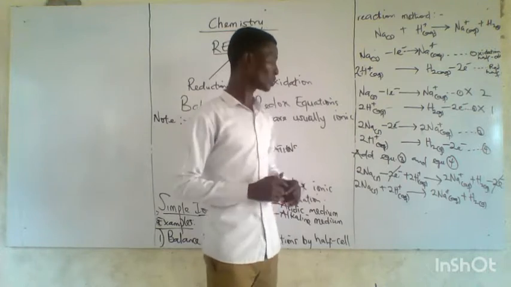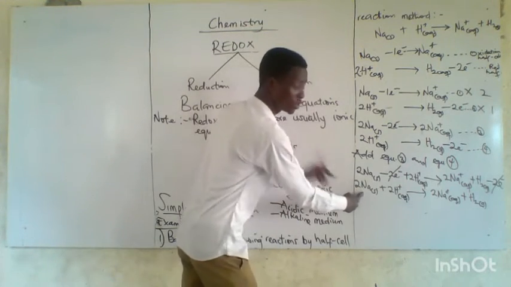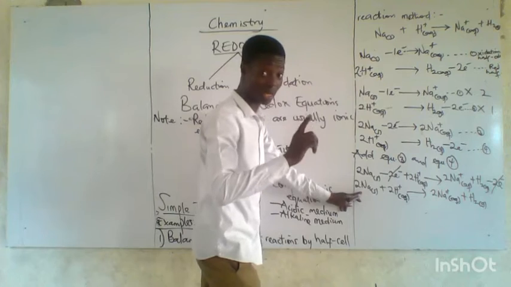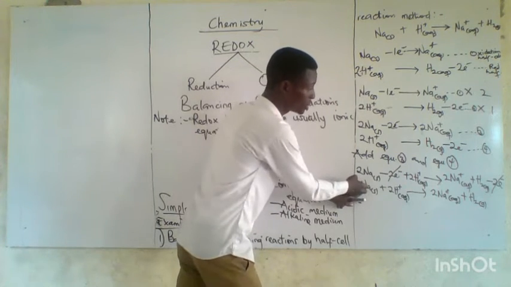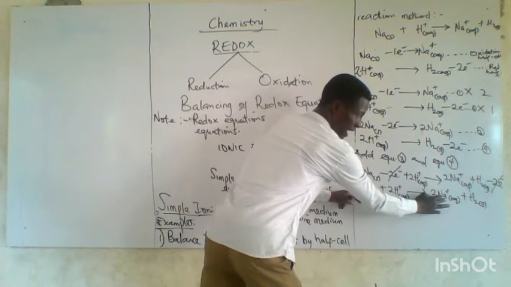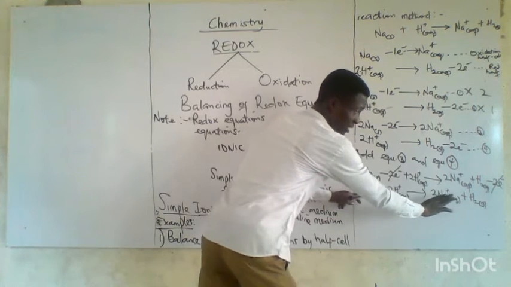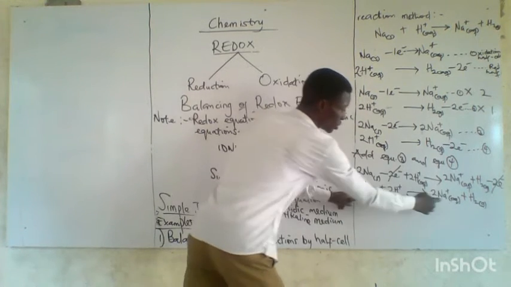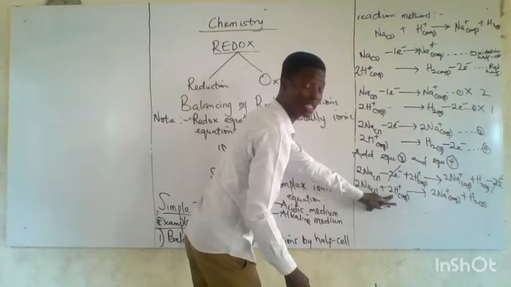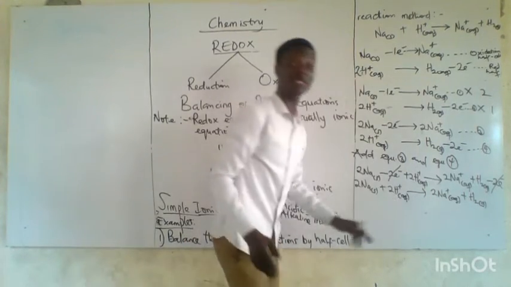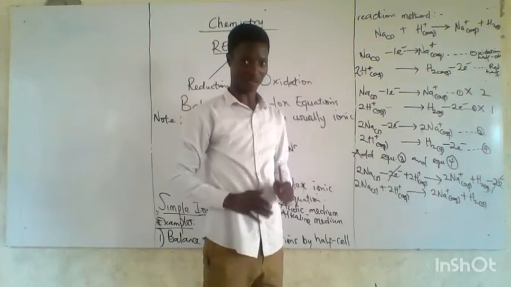Does that make sense? So I have 2 sodium. I want to compare now atomically. I'm not going ionically. 2 sodium, 2 sodium. These are the atoms. Forget about the charge. The charge is not there. 2 sodium, 2 sodium. 2 hydrogen, 2 hydrogen. Hence, it is atomically balanced.